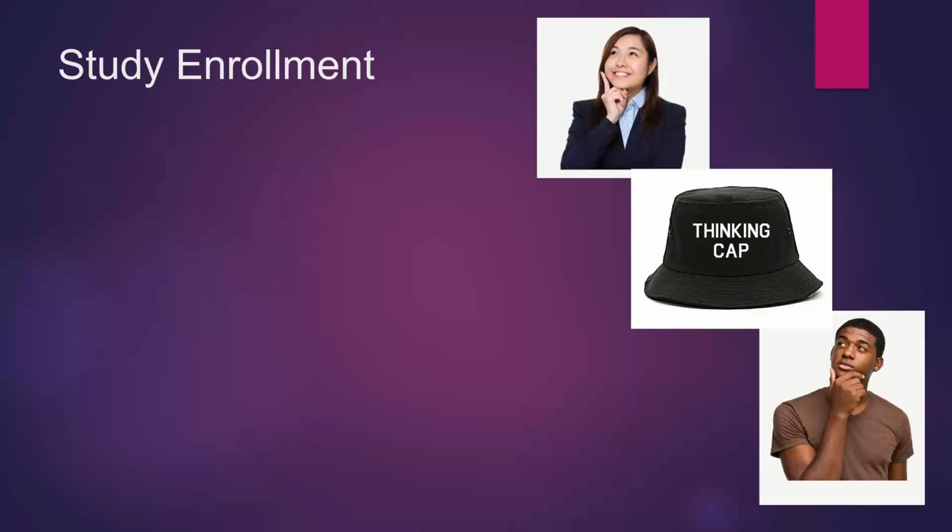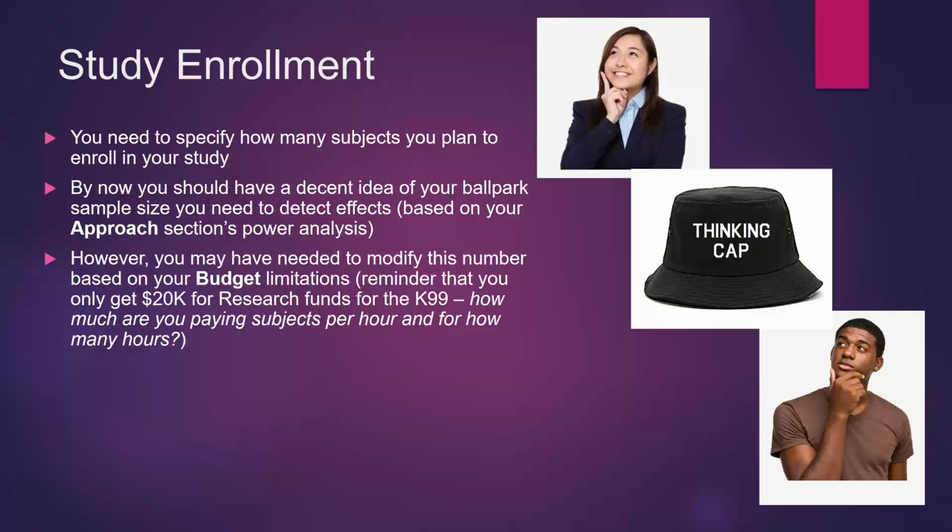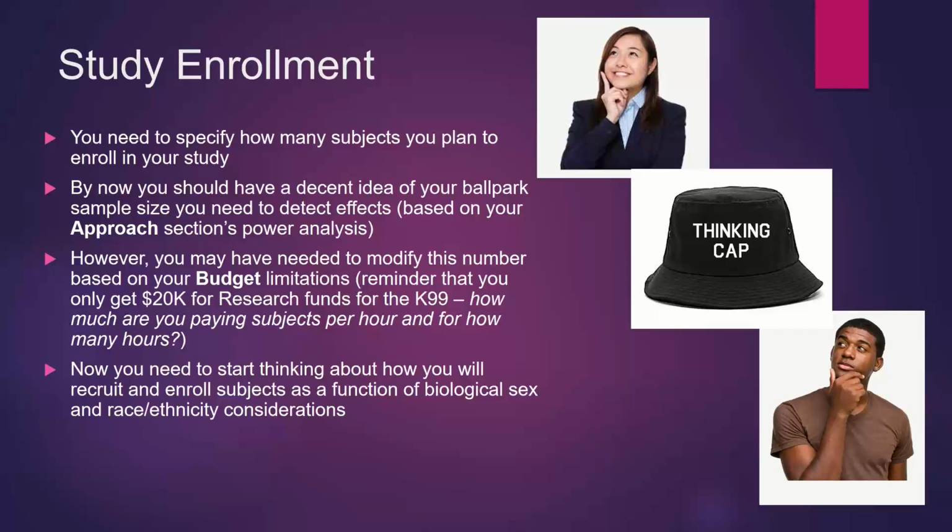Now it's time to think about study enrollment as well. So you need to specify how many subjects you plan to enroll in your study. By now you should have a decent idea of your ballpark sample size you need to detect effects based on your approach section's power analysis. However, you may have needed to modify this number based on your budget limitations. So just a reminder that you only get 20K for research funds for the K99. So how much are you paying subjects per hour and for how many hours?